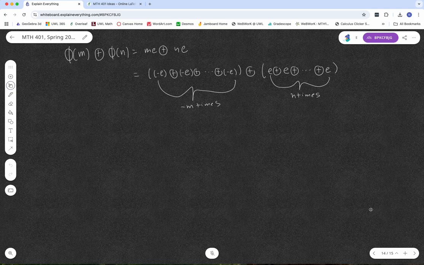So now we have two cases. I'm going to think about it differently. If n is greater than negative m, then we get a bunch of positive e's: e plus e plus e. How many of these do we have?